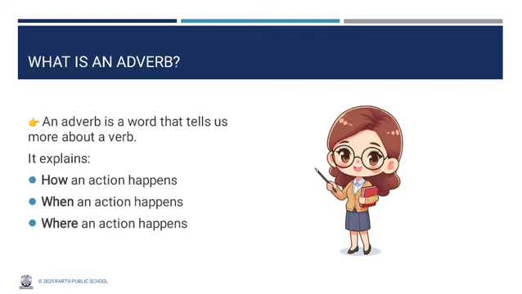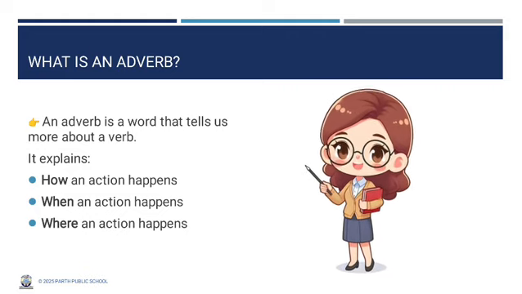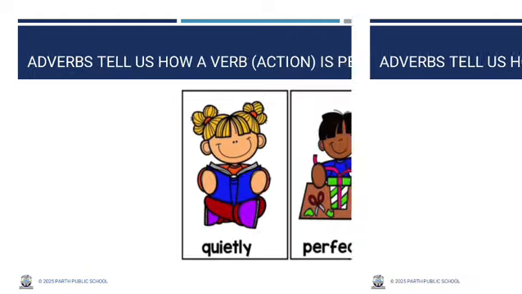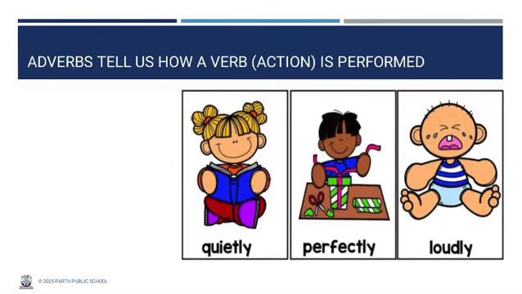An adverb is a word that tells us more about a verb, that adds more meaning to the verb, or that describes a verb. It explains how an action happens, when an action happens, and where an action happens. Adverbs also tell us how a verb or action is performed.